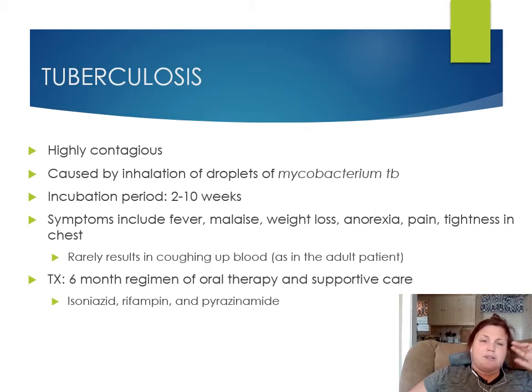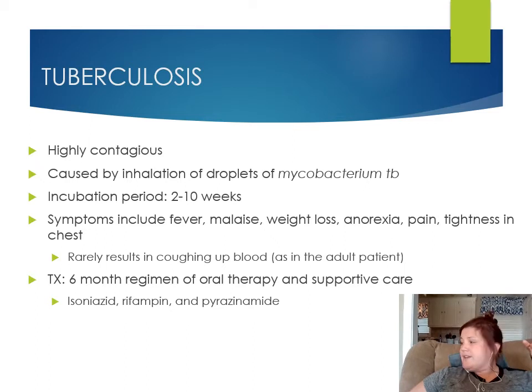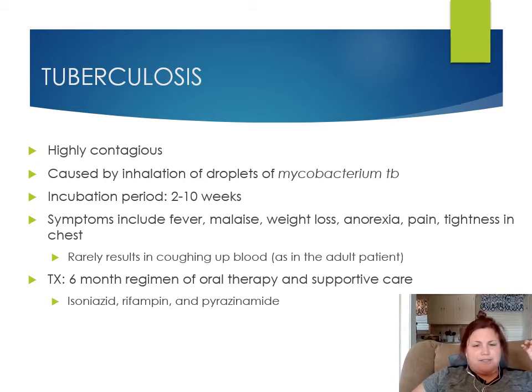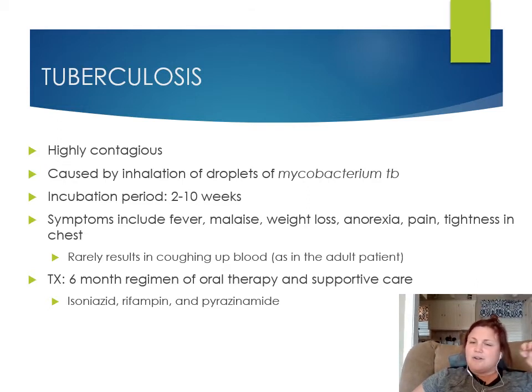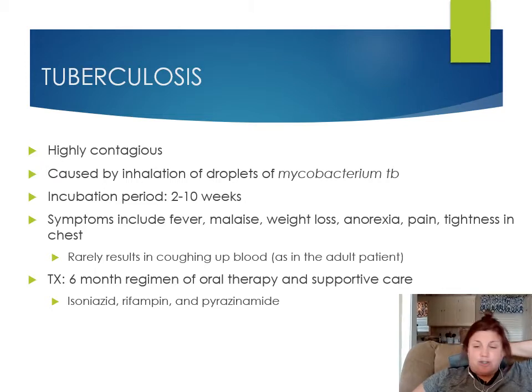The treatment for it is a 6-month regimen of oral therapy and supportive care. The oral therapy or medications generally include isoniazid, rifampin, and pyrazinamide. So you can try to remember this little cocktail of 3 drugs. I don't think I'll get too tricky with it on the test, but it is important to know that a regimen of 6 months of these medications is generally needed for treatment.